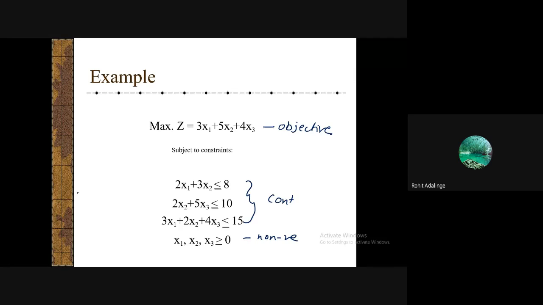The first equation: 2x1 plus 3x2 plus s1 is equal to 8. Similarly, second equation, 2x2 plus 5x3 plus s2 is equal to 10. And third, 3x1 plus 2x2 plus 4x3 plus s3 is equal to 15.